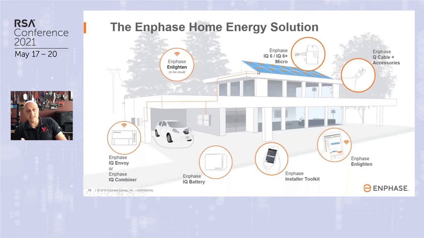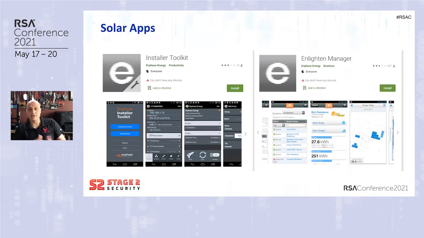So I went with the next best thing, which is that I downloaded the apps and started reverse engineering those applications. Here are the apps that they have: the Installer Toolkit and the Enlighten Manager. Both of these apps are actually just Mono-based applications that are ported to iOS or Android. Most of the code is written in C#, so it's fairly easy to reverse and start looking at. However, what I found inside the app itself is that for all password-related functions, it would call down to a native binary that's been compiled for whatever architecture it's running on.